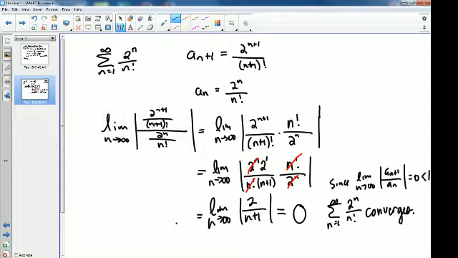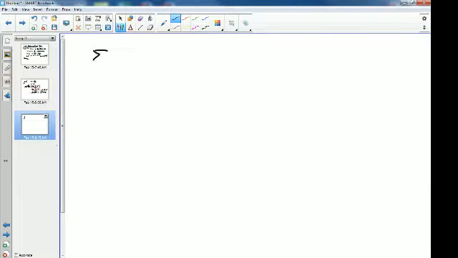Here's another one in your book if you want to look at it. N squared over 2 to the n. And there's also an alternating series in there. And then there's also one where it shows that it's equal to 6. You want to see those ones. Okay, let's look at this series.